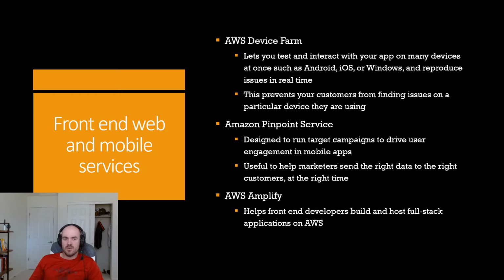Okay. So you've got a few different services that you'll want to be broadly familiar with. Definitely don't need to know the fine details of these, but it's important to know they exist because they're considered fair game on the exam. You've got AWS Device Farm, which lets you test and interact with your app on devices at once, like maybe Android, iOS, or Windows, and reproduce issues in real time. That basically just helps you find issues with your applications on different platforms before your customers do.